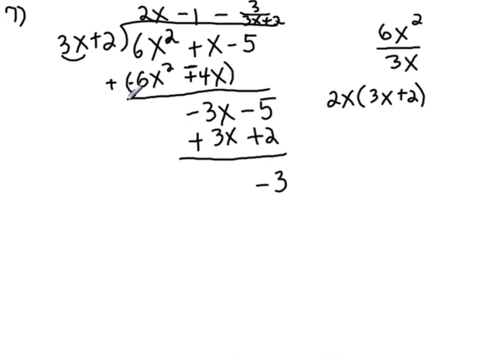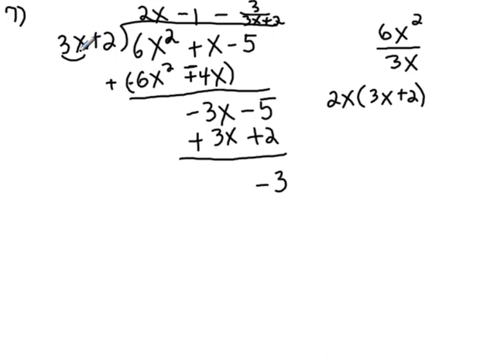I wrote them down, then I drew a line and changed my signs. Because I put a subtraction out here, it changed my signs. 6x squared minus 6x squared was nothing. X minus 4x was negative 3x. Once I have that written down, I bring down my next number and I start over. 3x divides into negative 3x negative 1 times. So I wrote down negative 1.